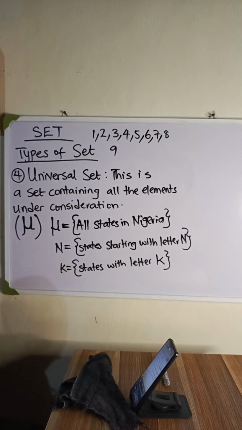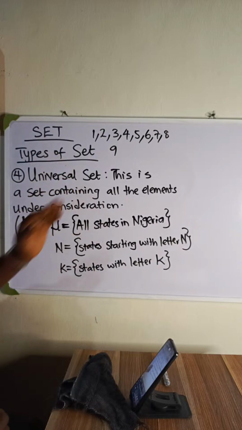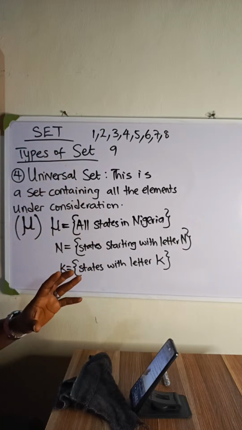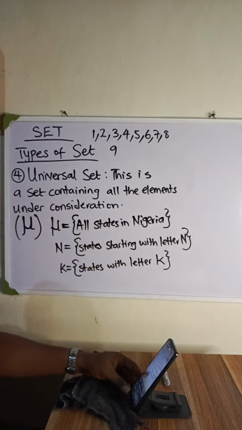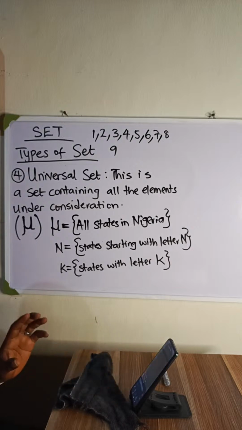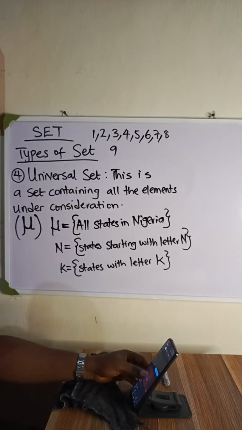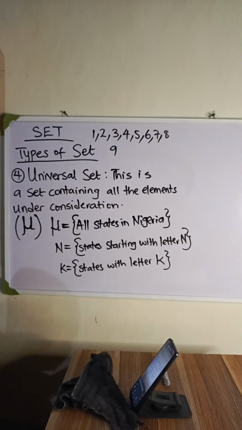And then finally, for the different types of set, we have the subset. So subsets are like this N and K. Subsets are sets that are part of a larger set. A subset is a set that is part of a larger set. Okay? So let's write that down and then we continue.